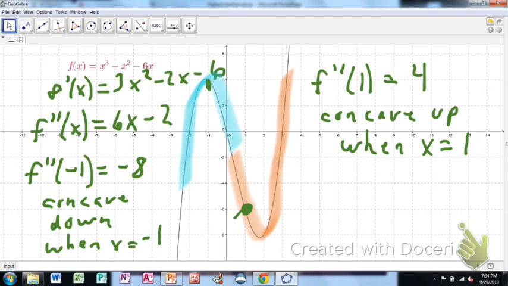Now I told you this was separate from the slope of the tangent line. You notice the slope of the tangent line is still negative, but that doesn't mean the graph can't be concave up at that point, and in fact it is. Great, that's the meaning behind the second derivative.